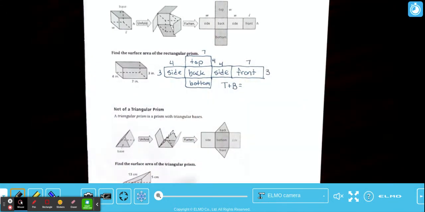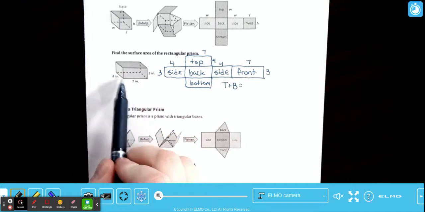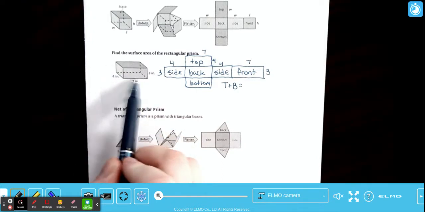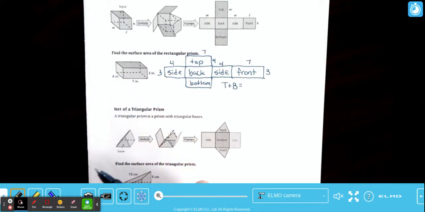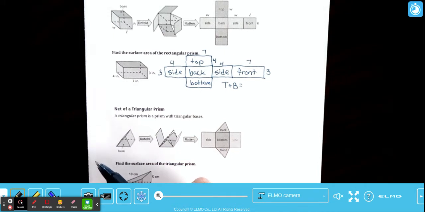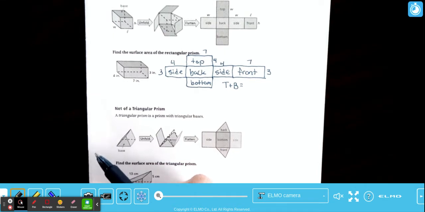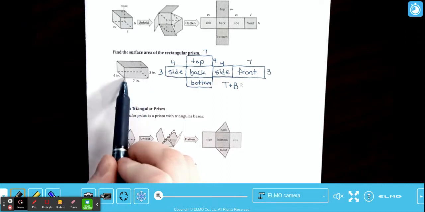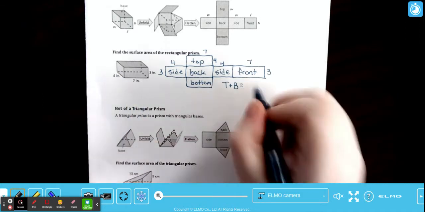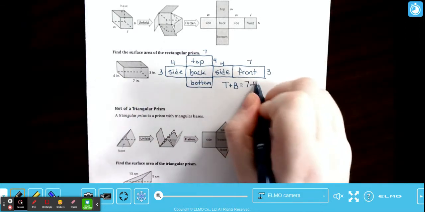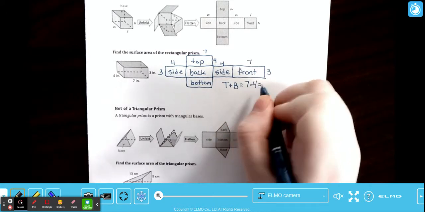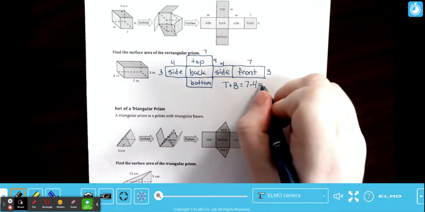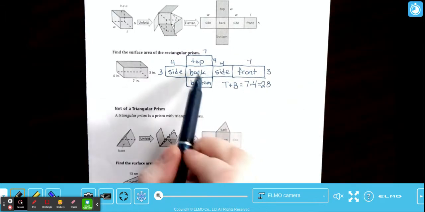Okay. So if we look at the top or the bottom, let's look at the bottom. What shape is the bottom? It's a rectangle, okay? To find the area of a rectangle, what do we do? Multiply base times height. What's the base of the bottom rectangle? What's the height? 4. So we're going to do 7 times 4, which is what? 28.